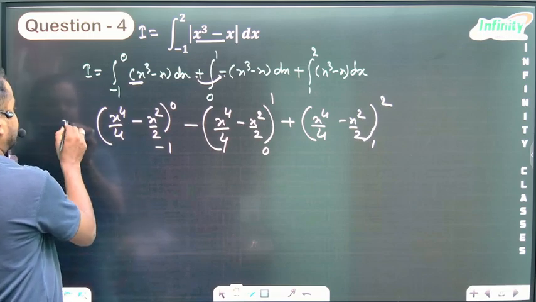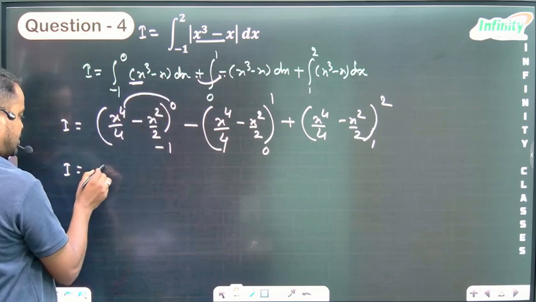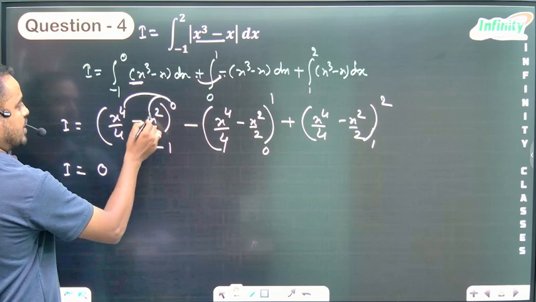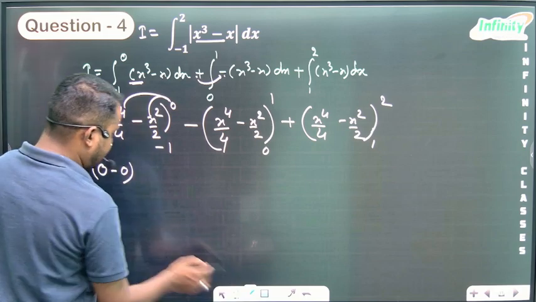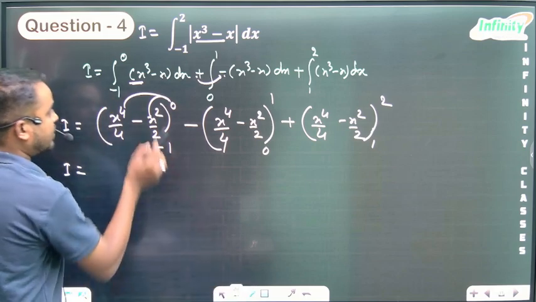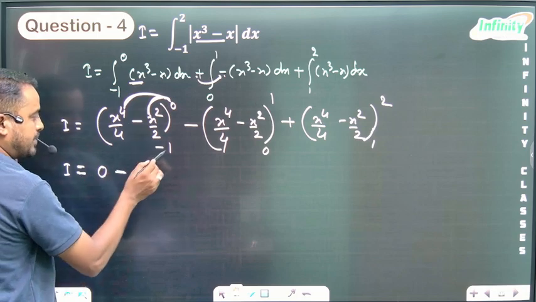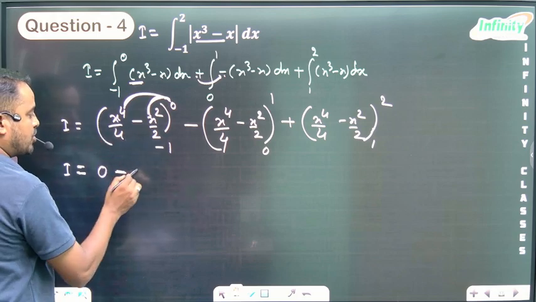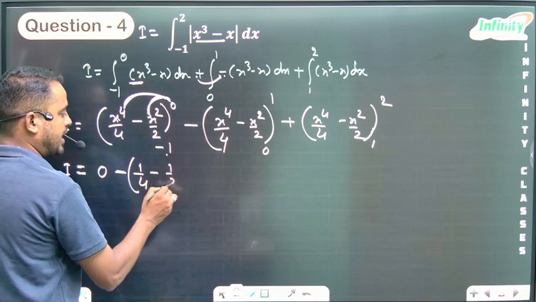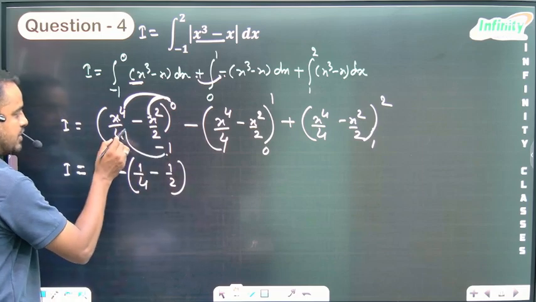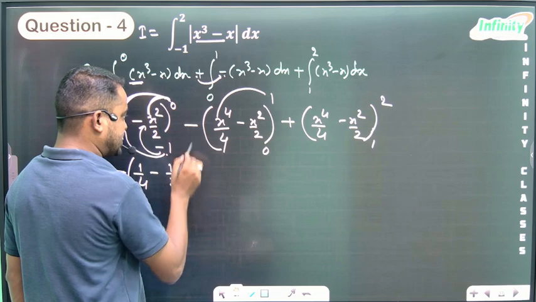Now I is equal to, first substitute the upper limit, that is 0. 0 by 4 is 0, then 0 by 2 is 0. 0 minus 0, so we need not write it here. Then minus of the lower limit: minus 1 to the power 4 means 1 by 4, minus 1 square means 1 by 2. Minus 1 raised to 4 and minus 1 square here, then minus as it is.